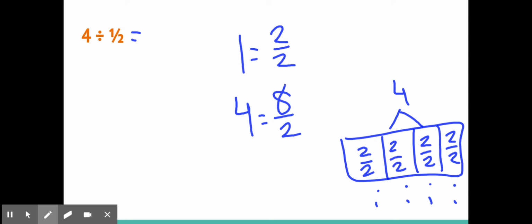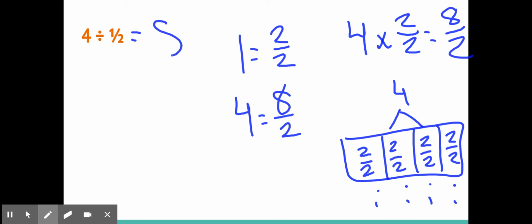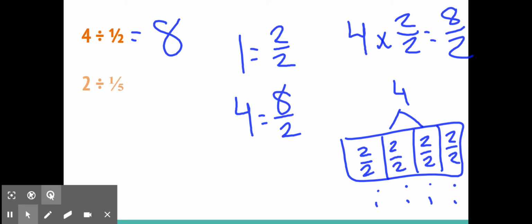Again, that 4 times that 2 is giving me that 8 halves. So it would be 8 total halves. Let's keep on going. We will use our patterns to help us. 2 divided by 1/5, excuse me.